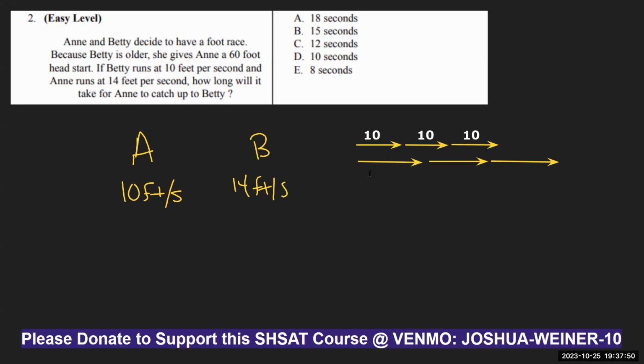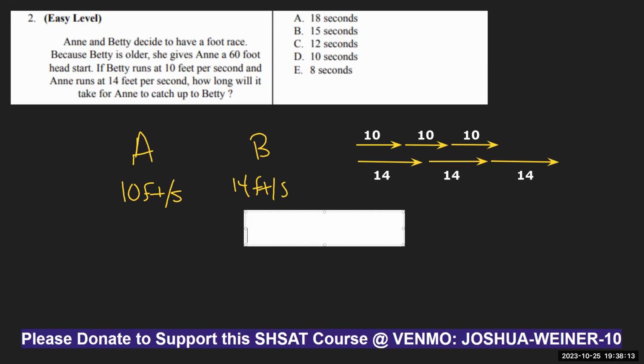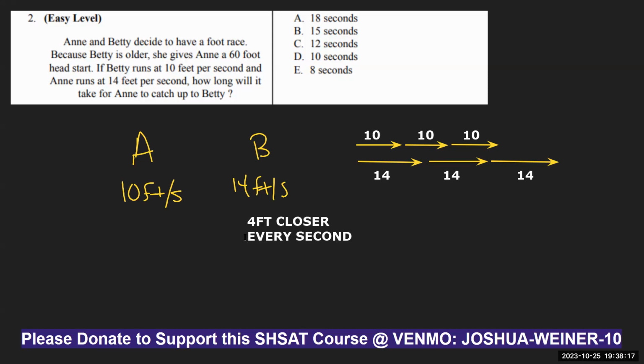That means every second for our two friends, Anne and Betty, Anne would be going down the road 10 feet every second. And Betty, who moves at a faster pace, can run at 14 feet every second. So every second, Betty goes ahead another 4 feet. The difference in pace is that every second Betty catches up 4 feet. In this race, she gets 4 feet closer to Anne every second.